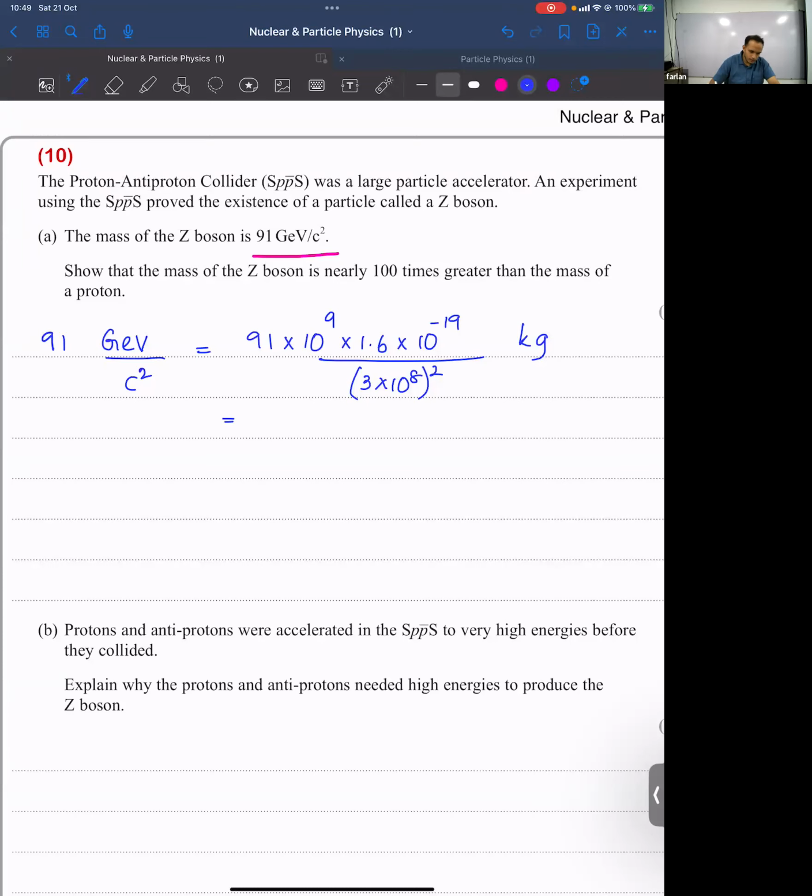Which is 1.6177, 1.6178. I'll take 4 decimal places, into 10 to the power minus 25 kilograms. These are the mass of the particle, whatever boson or meson they are telling. Then how many times is it? If I take it as n, 1.6178 into 10 to the power minus 25, divided by the mass of a proton, which is 1.66 into 10 to the power minus 27.